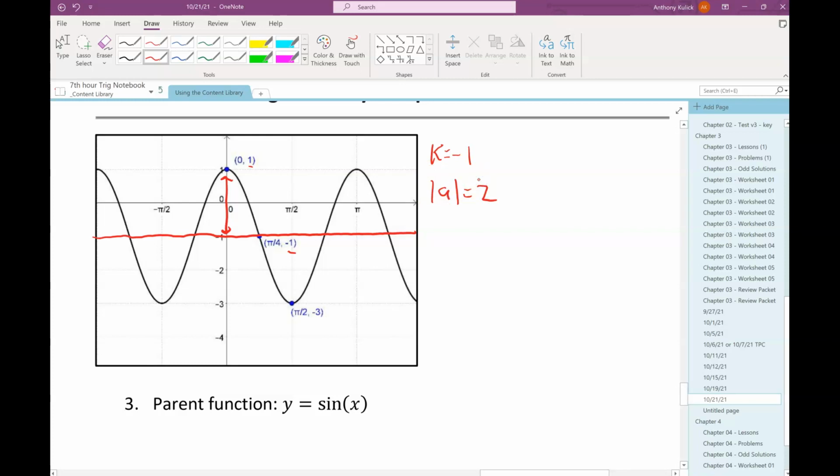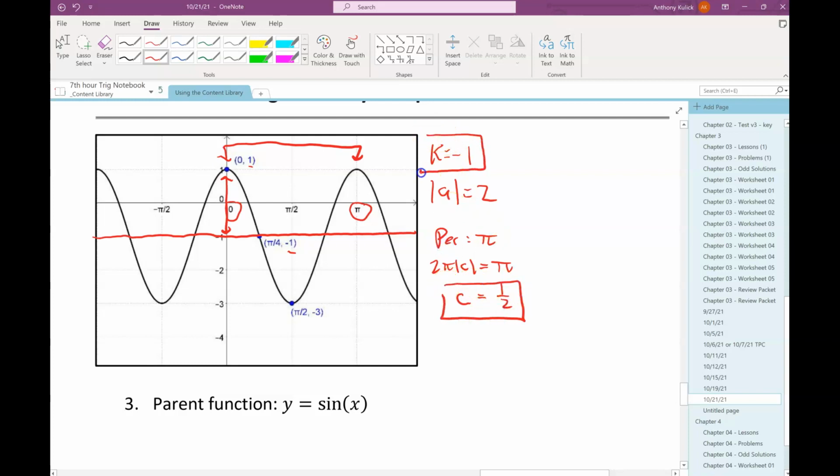Next we'll find the period. The period is like maximum to maximum. So I'm starting here at 0 and going to pi. So my period is just pi. And remember the period is 2 pi times the absolute value of c. So if I divide both sides by 2 pi and choose to make c positive, I get c is 1/2. Still doing good?